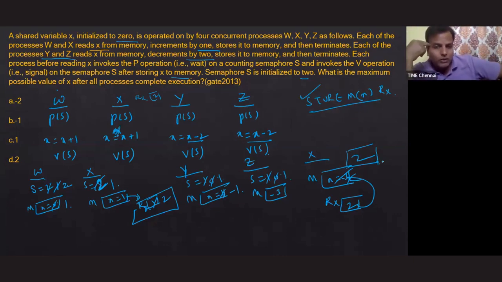If it is giving a negative value, sir, what can be the answer based on my logic? If it is asking for the minimum value, can anyone write in the chat box what the minimum value can be? Instead of asking for the maximum value, if I'm asking what is the minimum value of X after completing all the 4 processes, can anyone write in the chat box, sir? I'm giving you 10 seconds of time.